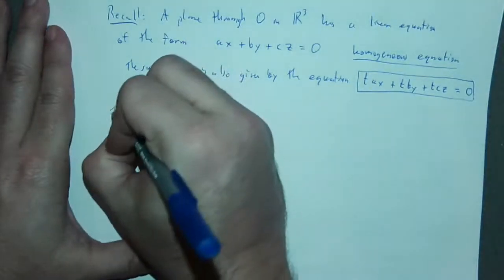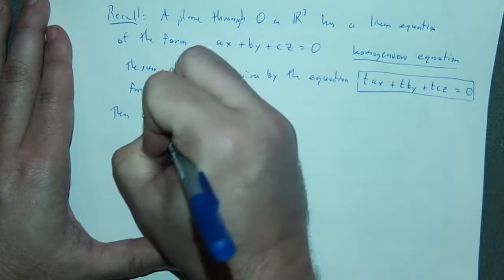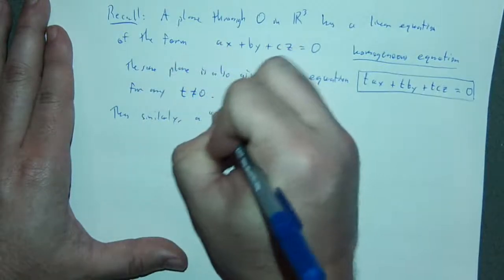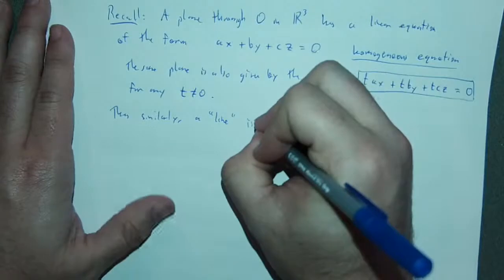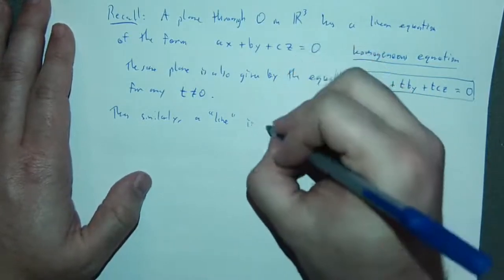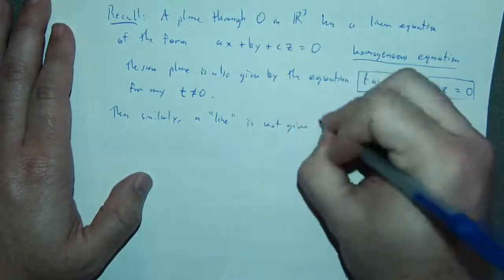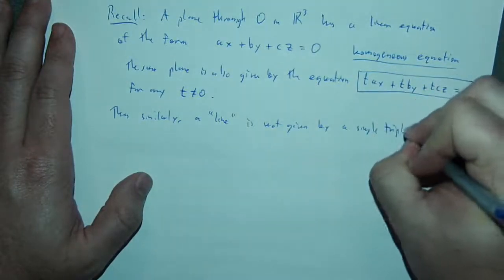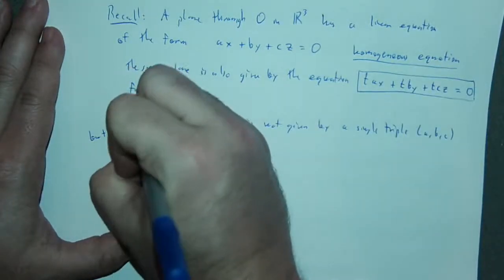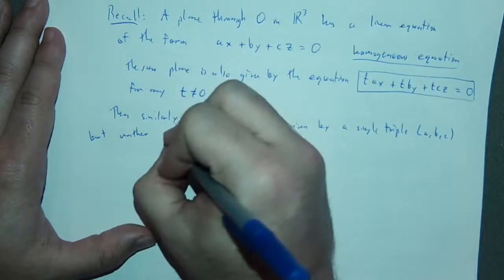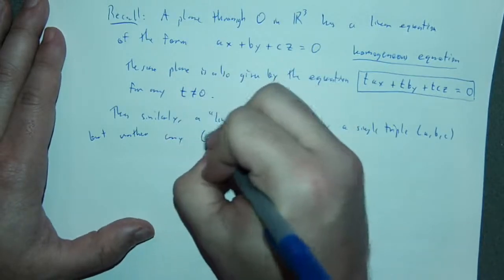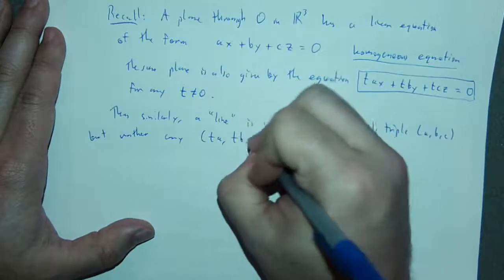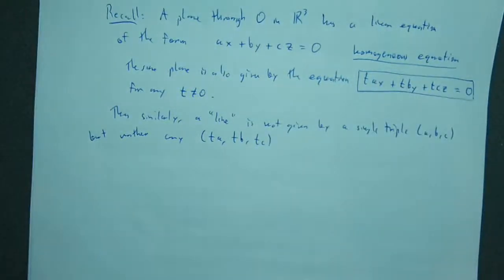Thus, similarly, a line is not given by a single triple, ABC, but rather any TA, TB, TC, for non-zero T.